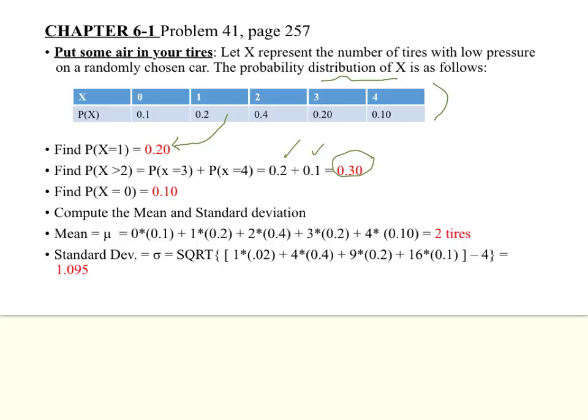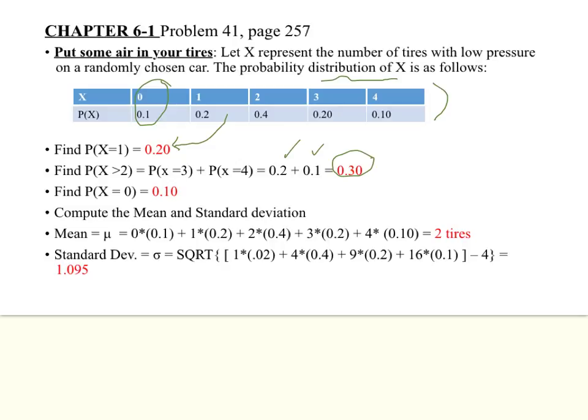The next question is find the probability that no tire is low on a randomly chosen car. And from our probability distribution, we see that that is 0.1.